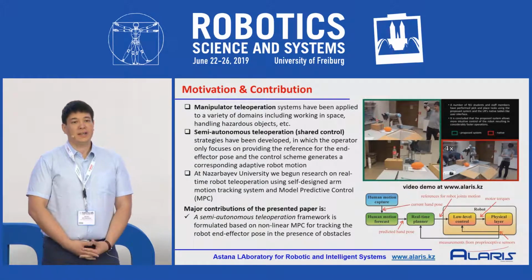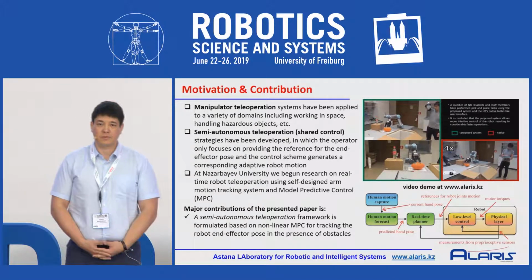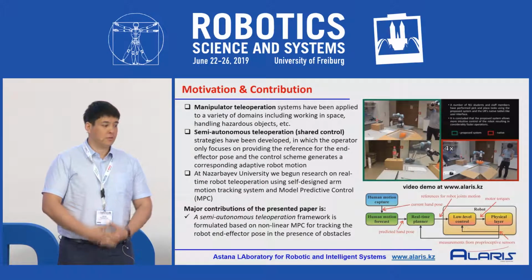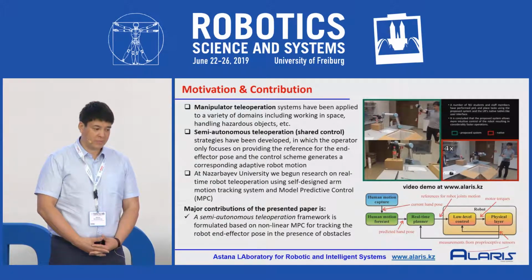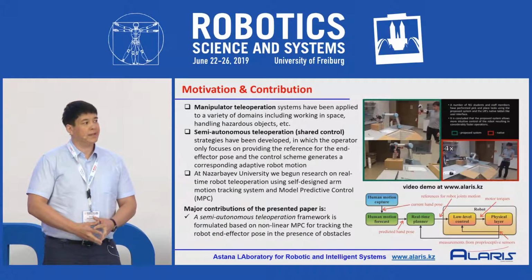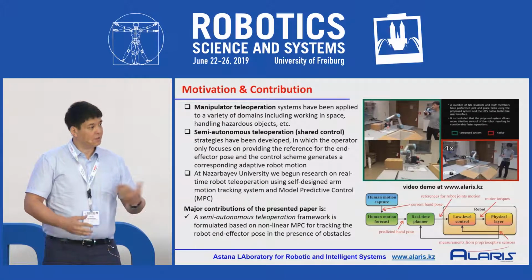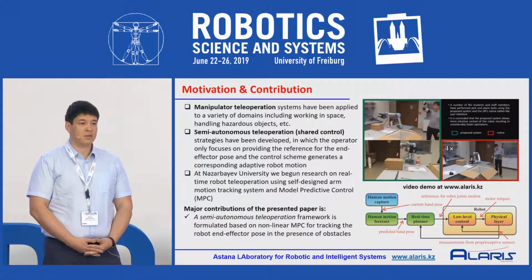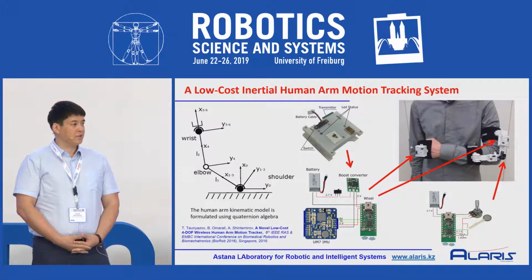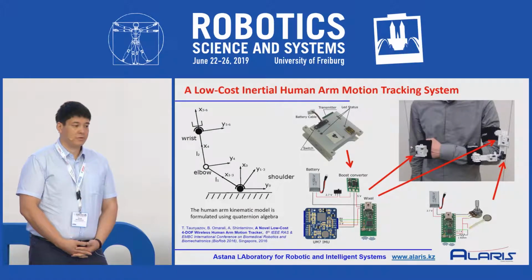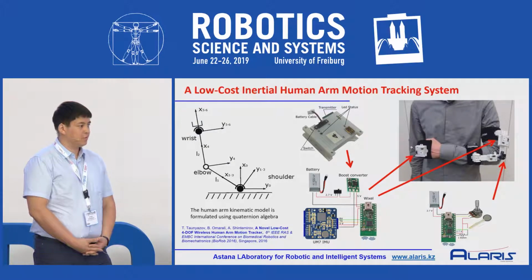So we can provide only end effector trajectories to the robot manipulator, and the robot does the adaptive motion in the process, avoiding obstacles. We decided to use model predictive control to provide not only the current end effector pose, or the reference pose, but also a forecast for the human arm motion, so that the robot generates the trajectory taking into account the future motion of the operator arm. This is our initial design of our human arm motion tracking system.